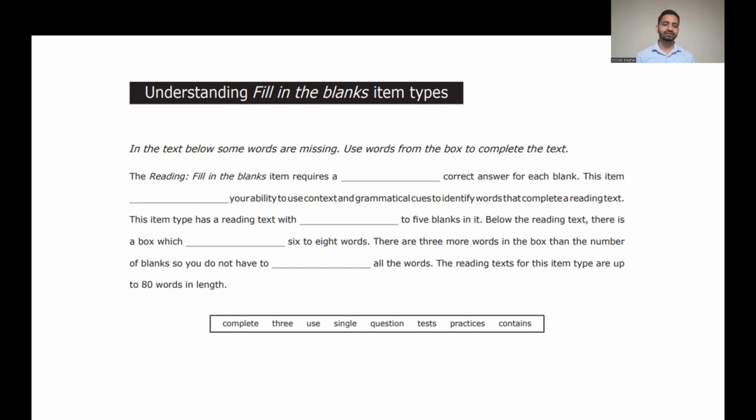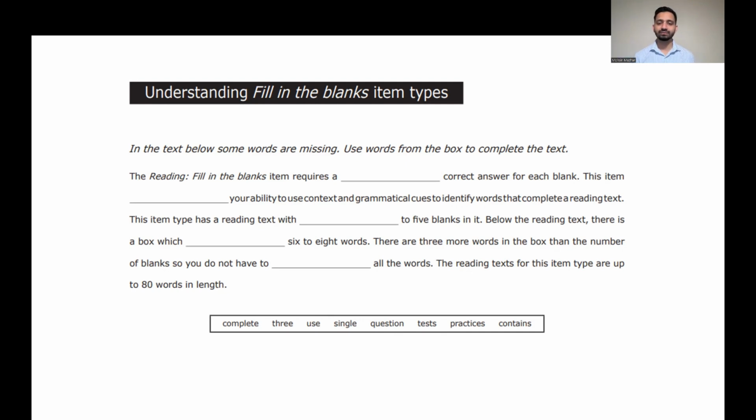Below the reading text, there is a box which contains 6 to 8 words. You've got a box here, you can look at that box. It contains, right? It contains 6 to 8 words. We need a verb here.